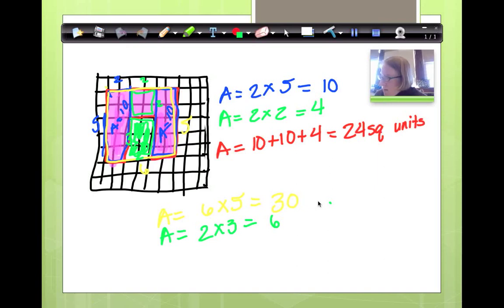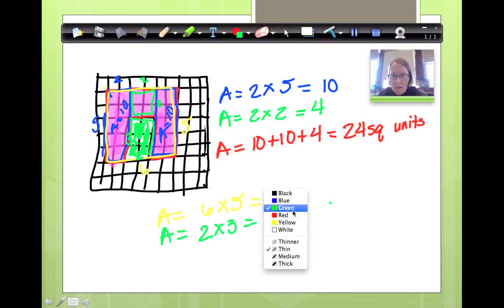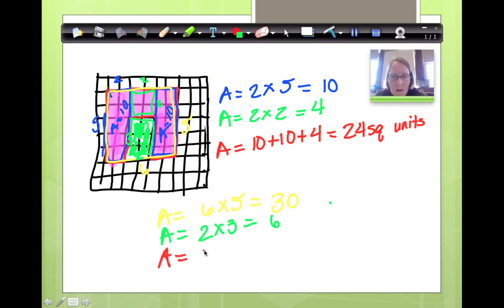Because red is really the shape I want to measure. All right, come on now. Red. Okay. Area is 30, take away 6. Well, I know a 10 take away 6 would be 4, and if I took a 10 from that, that would be 24 square units.